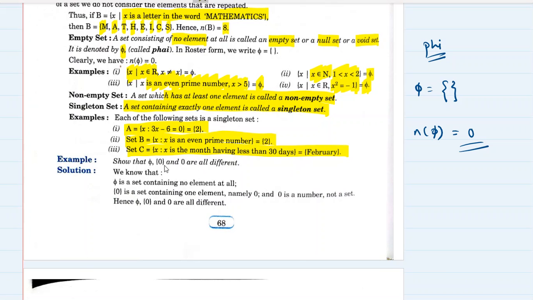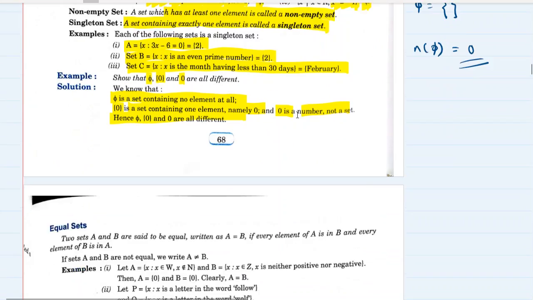First example, the most interesting one is the first example. Show that phi, {0} and 0 are all different. What is phi? Phi is a set containing no elements at all. What is {0}? It is a set containing one element, namely 0. And 0 is a number, it's not a set. So all are different. First two are sets, third one is a number. First is an empty set, second one is not an empty set, and third one is not a set at all. It is just a number.